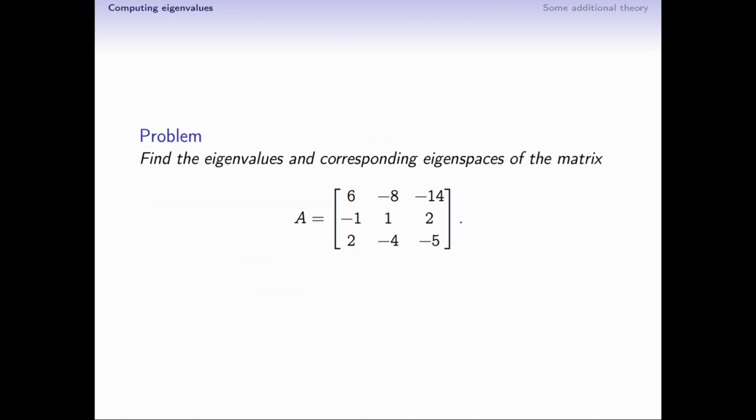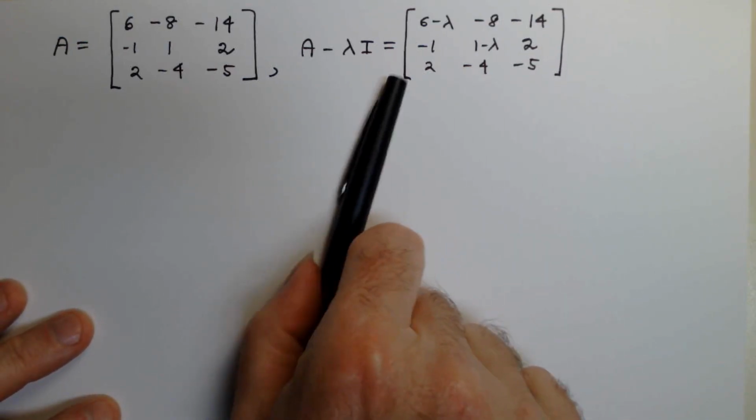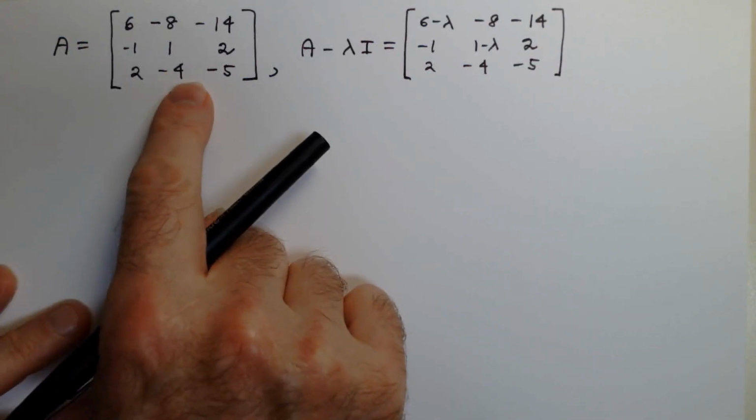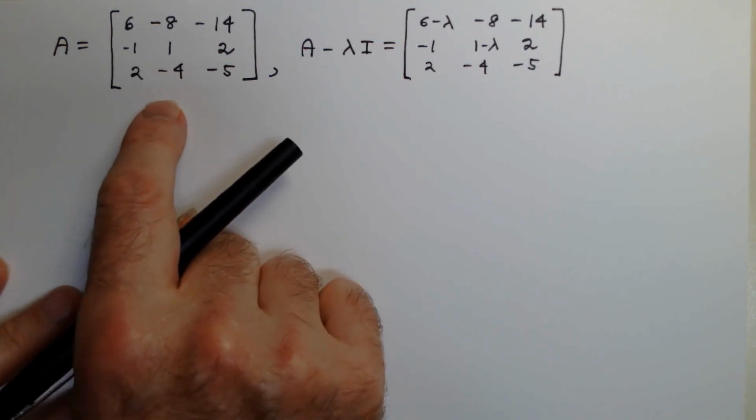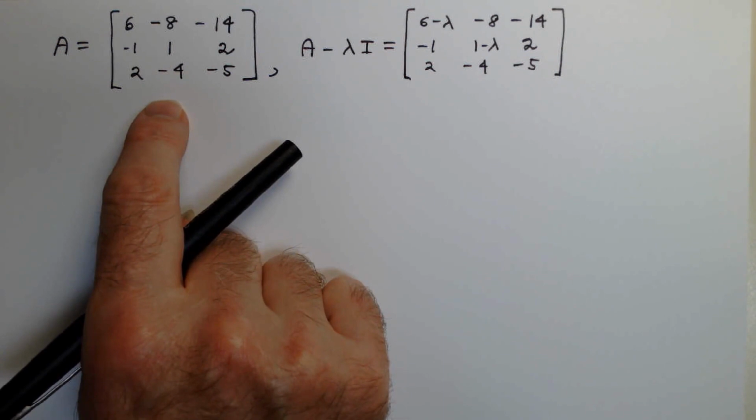Let's work the following problem. Find the eigenvalues and corresponding eigenspaces of the 3x3 matrix A. I'll see you at the document camera to work out the details of the solution to this problem. All right, welcome to the document camera. In this problem, we have to find all of the eigenvalues of the matrix A, and for each eigenvalue, we have to work out the corresponding eigenspace.